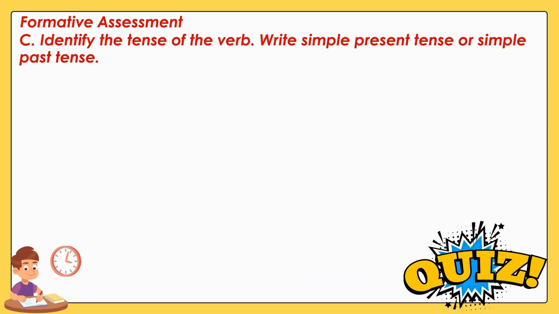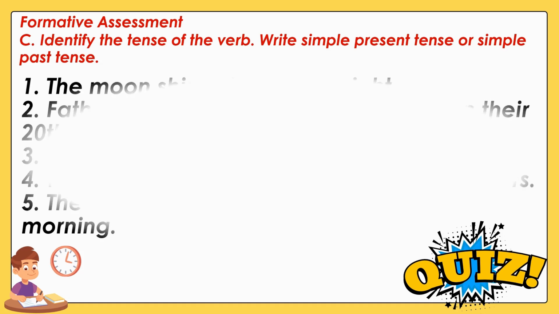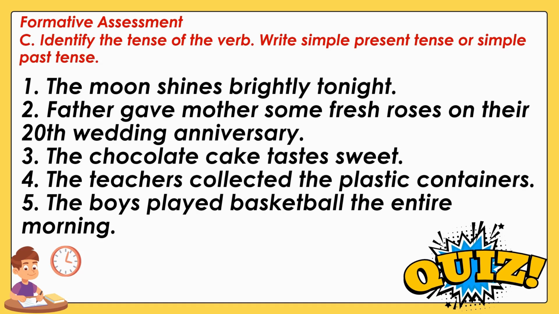Activity letter C. Identify the tense of the verb. Write simple present tense or simple past tense. Number 1, the moon shines brightly tonight. Number 2, father gave mother some fresh roses on their 20th wedding anniversary.